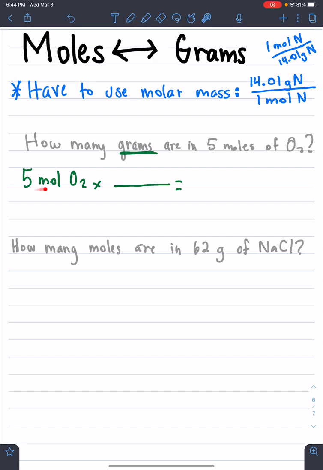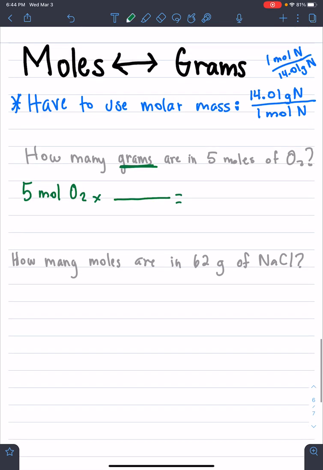So on the bottom, let's put our moles of O2. Remember, we're writing ratios that look like these ones up in this corner. So instead of saying 1 mole of N, we're going to say 1 mole of O2 for our bottom part. Now we need to figure out how many grams are in 1 mole of O2. So this is where we have to calculate our molar mass for O2. We know oxygen is 16. There are 2 of them, so times 2. That's going to be 32 grams. So for 1 mole of O2, it's 32 grams of O2.